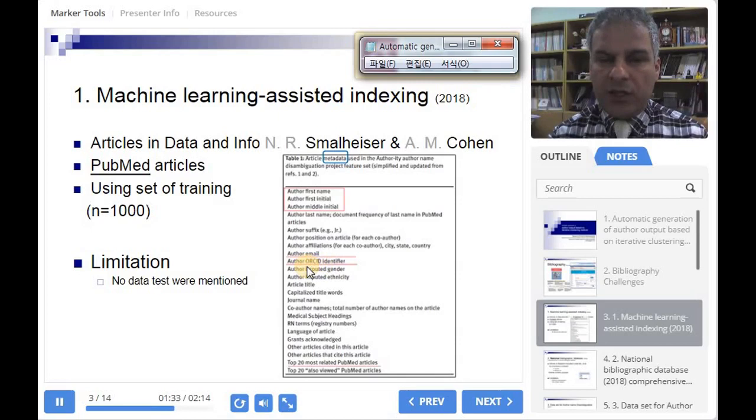This article uses PubMed articles and has a 1000 training set to be compared with searching names. This article is only a guideline. They didn't provide any data. The method is interesting, but as you can see, the ORCID identifier is used for international publications, and most national publications don't have an ORCID identifier.